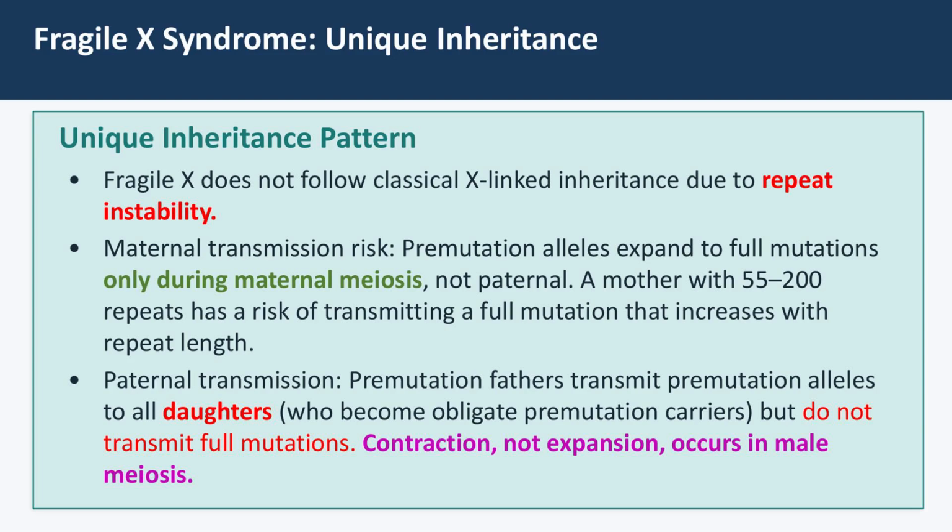Paternal transmission involves pre-mutation fathers transmitting alleles to all daughters, who become obligate carriers, but they do not transmit full mutations. Contraction, not expansion, occurs in male meiosis.